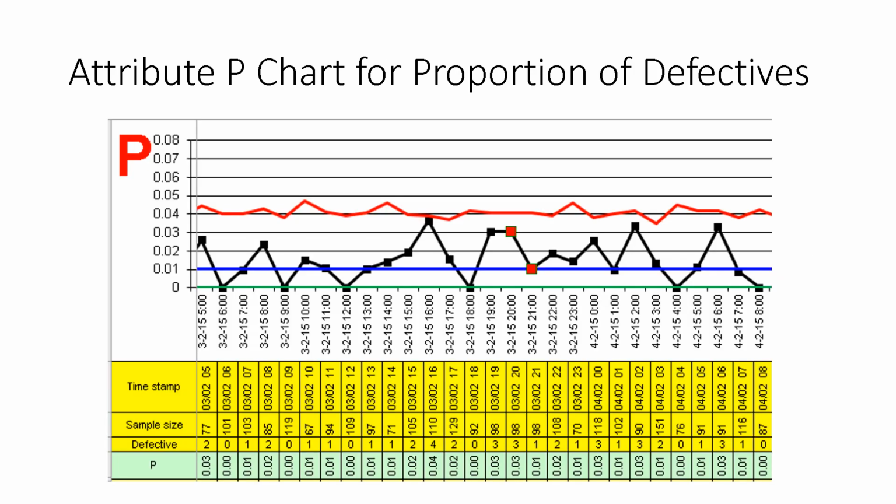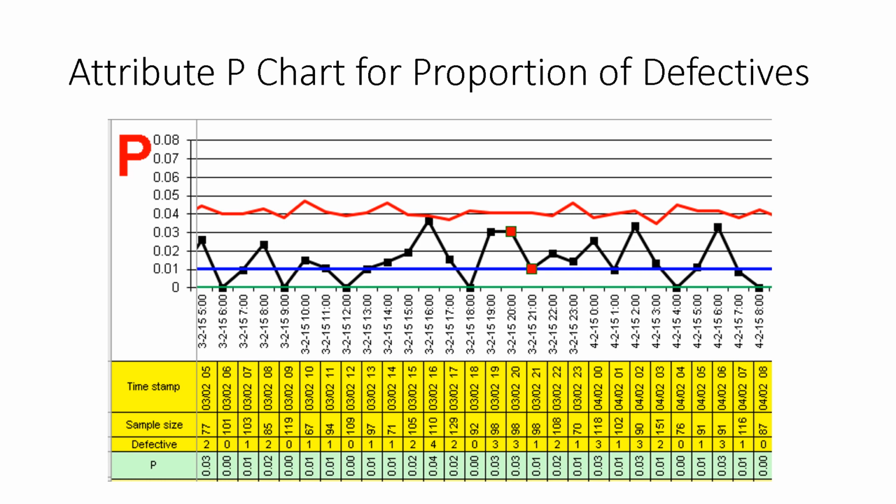In this case, we want to control the daily proportion of defective units, so we need to collect pairs of values each day. Sample size, which is the number of units controlled during the day, and the number of defective units found. The proportion of defectives is P equal to defectives divided by sample size. It's what we will control in the SPC chart.